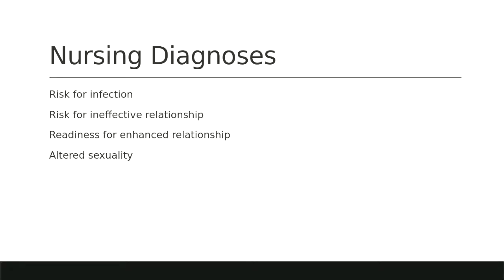So some nursing diagnoses: risk for infection, right? Because the tissue is changing. It's become more fragile in the vagina and of the vulva. So female patients are much more susceptible to infection. Risk for an ineffective relationship, readiness for enhanced relationship for those older adults who might have lost a spouse and now are ready to engage in relationships again and who are seeking advice about how to do that. And then, of course, altered sexuality.